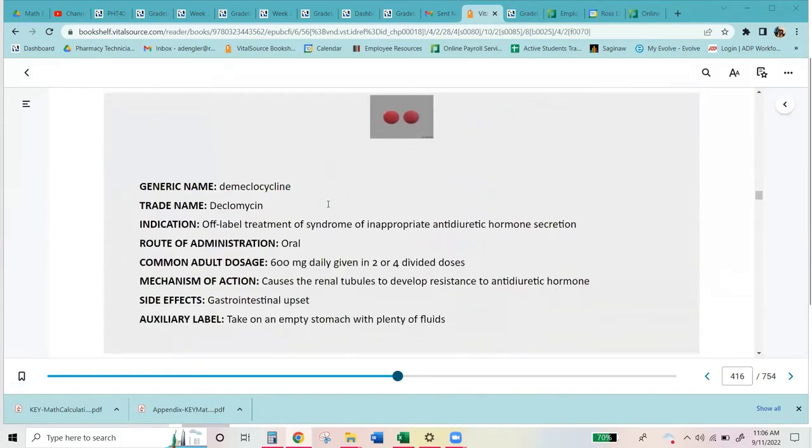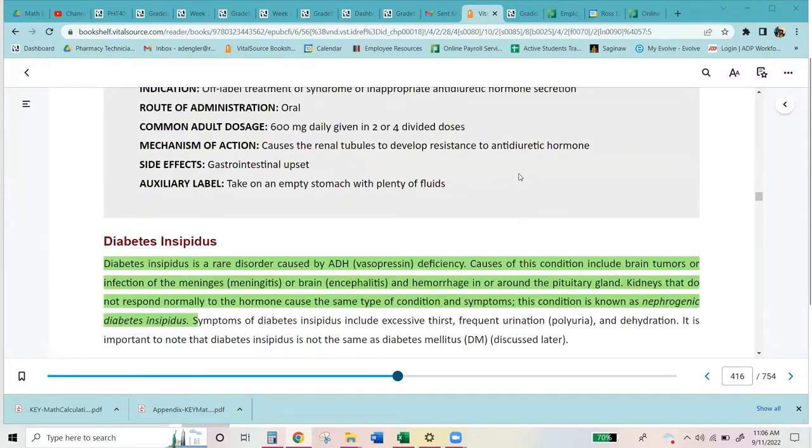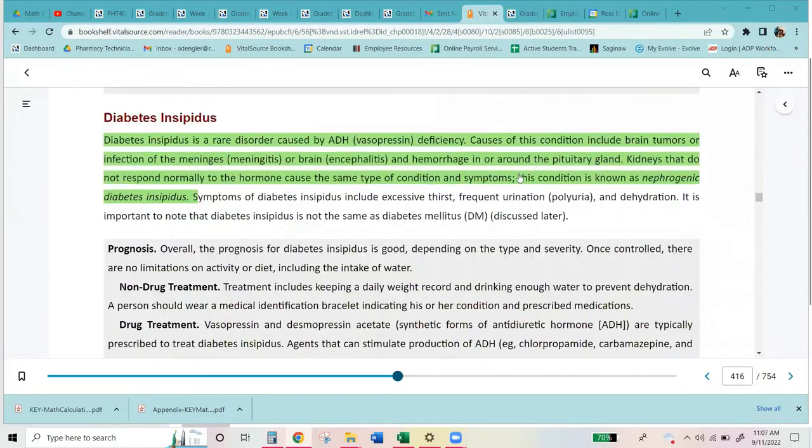So a medication for that could be Declomycin, and common dosage is here, auxiliary label is there. Diabetes insipidus is a rare disorder caused by ADH deficiency. Causes of this condition include brain tumors or infections of the meninges, which is meningitis, or brain hemorrhage in or around the pituitary gland.